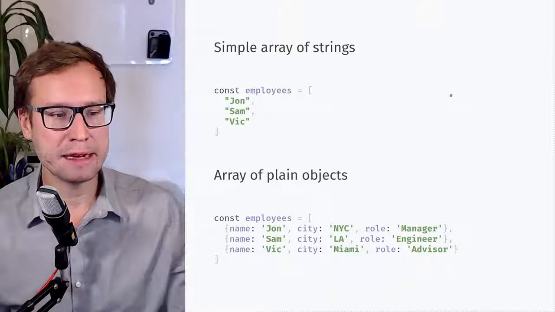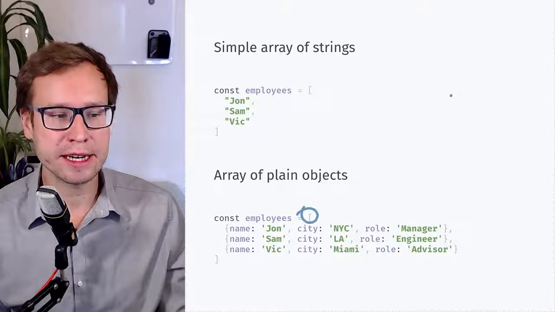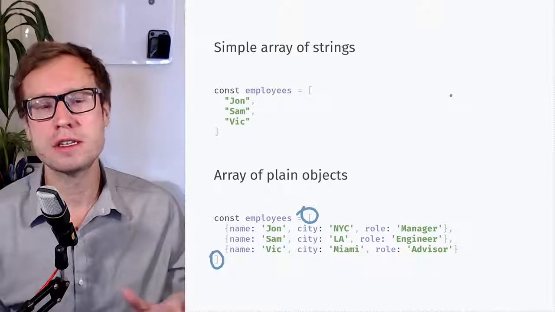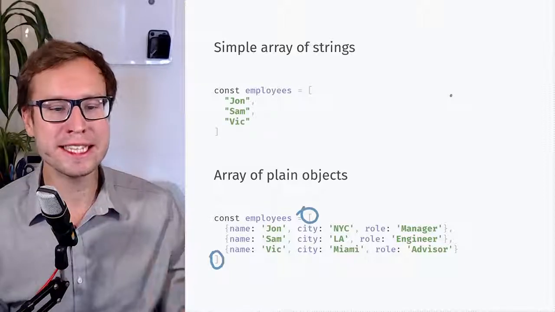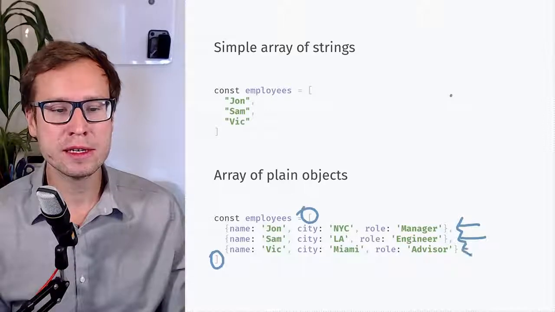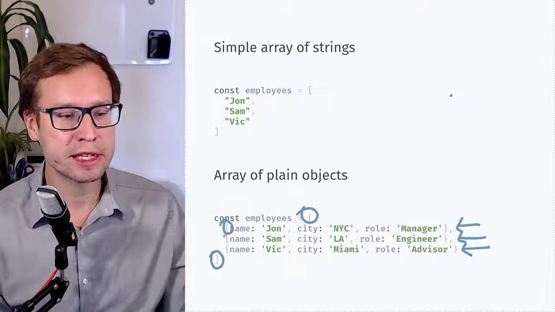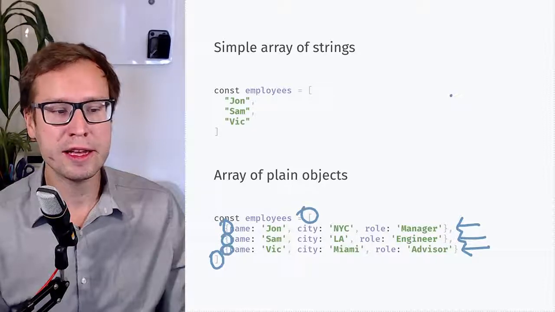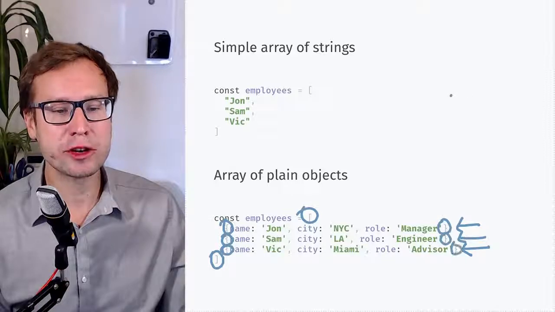So basically my employees now, well, it's still an array, right? Because I still have this inside of square brackets. It's just like the simple array. But instead of strings, now I have 3 values that are objects. How do I know that they're objects? Well, it's because simply enough, they start with curly brackets and they end with curly brackets.